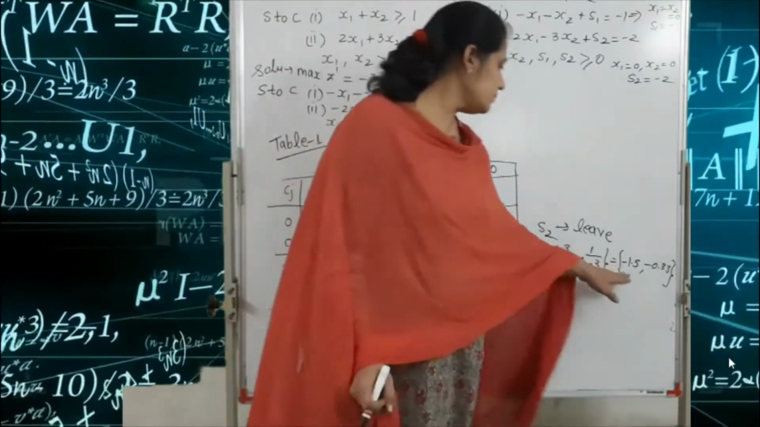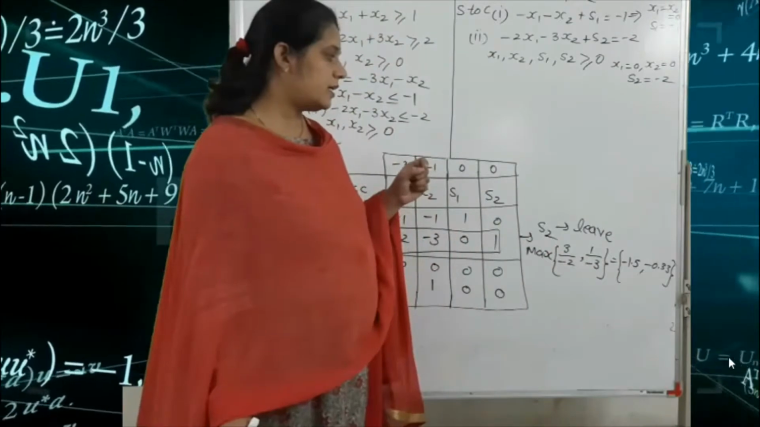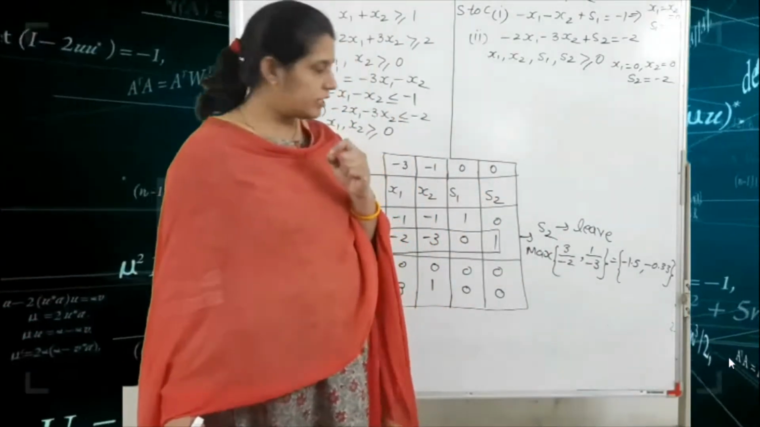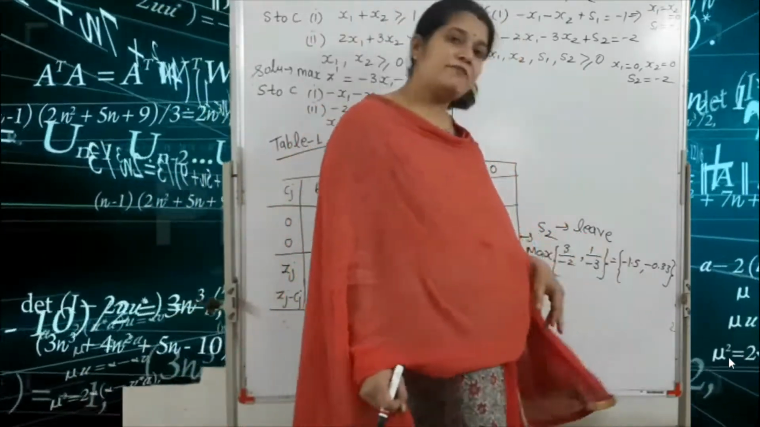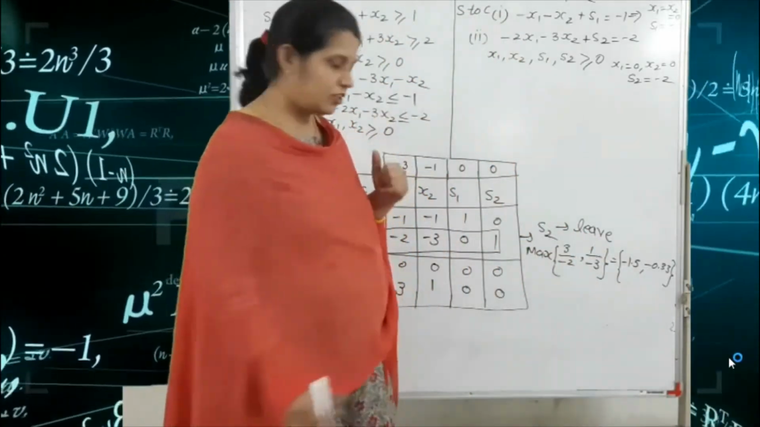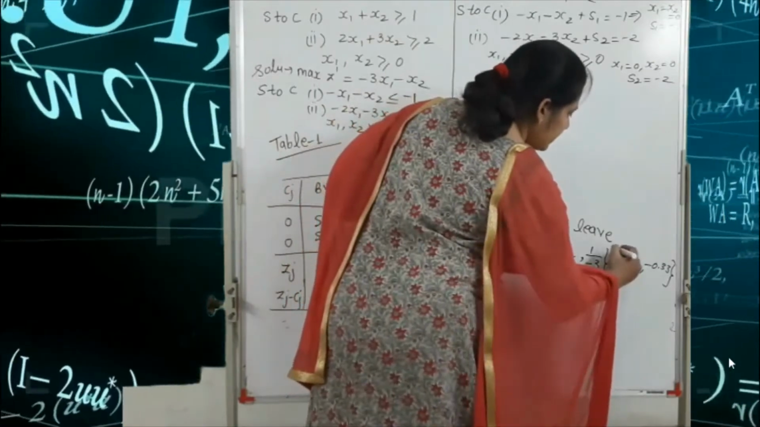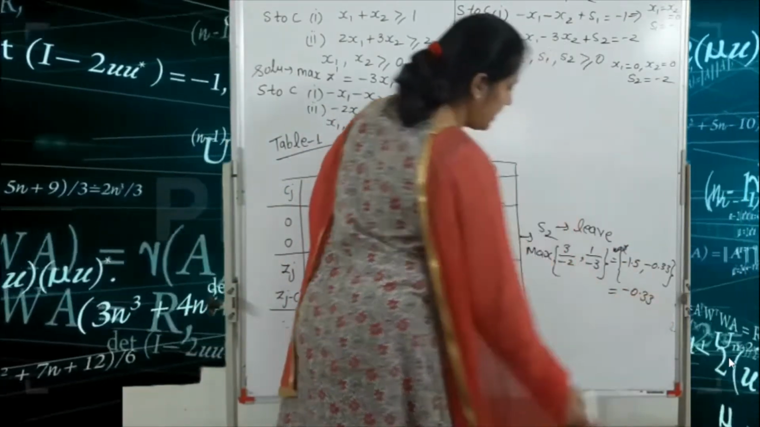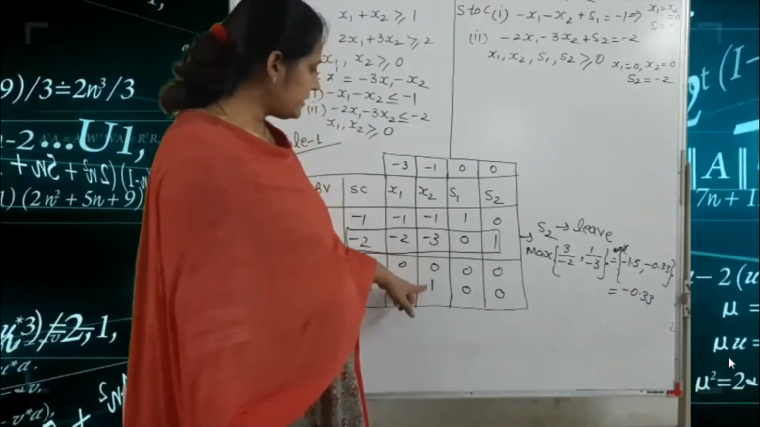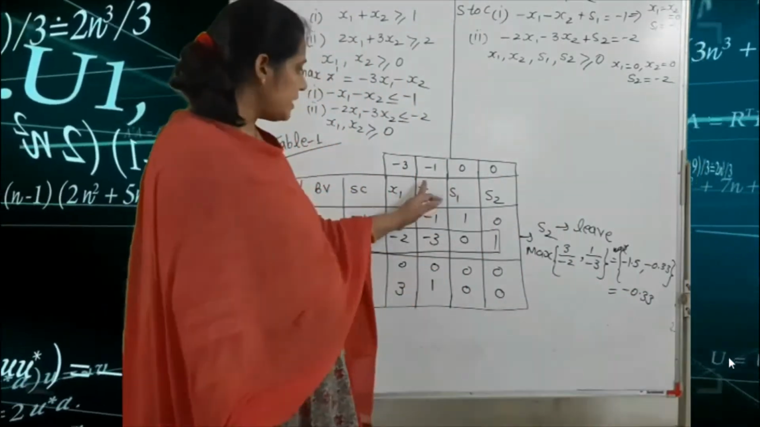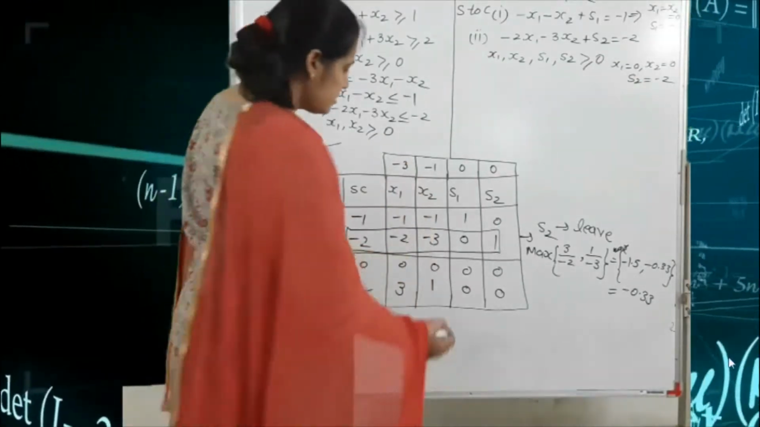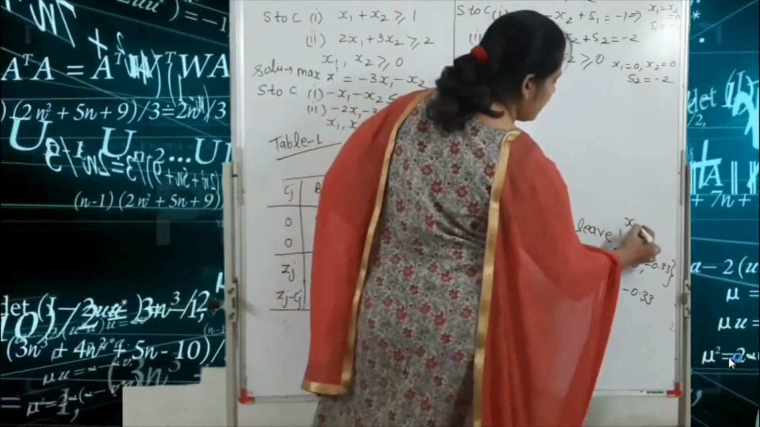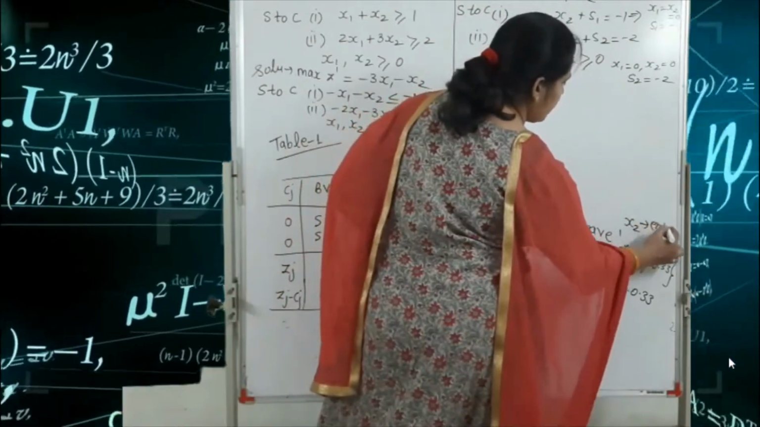In both values, you choose the maximum value because we are maximizing. The maximum value is minus 0.33. Got it? And you get this value 0.33 with the help of the x2 variable. So here the x2 variable is the enter variable. We write here x2 variable is enter.